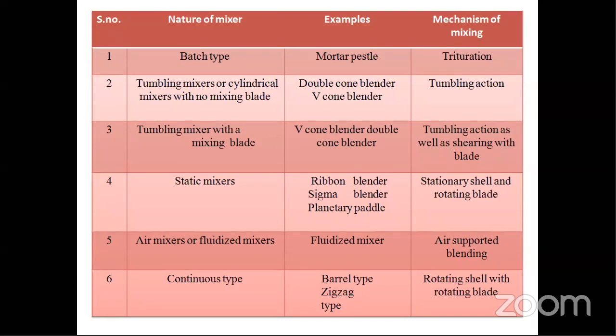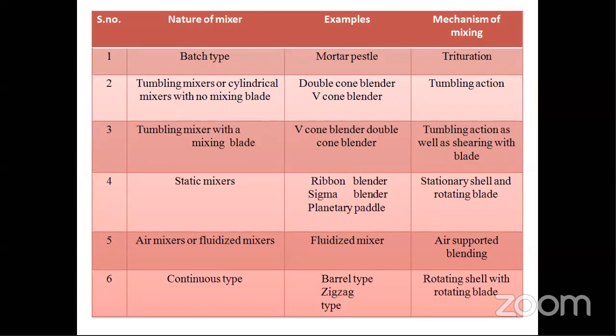Next is the tumbling mixture with blade. If your material is cohesive in nature, if your materials form aggregates, and you are manufacturing in batch scale, then you have to use V-cone blender and double cone blender with mixing blade. Here also the tumbling action is maintained, with shearing force applied by using the blade.